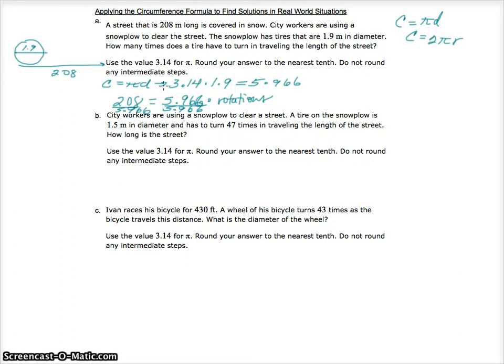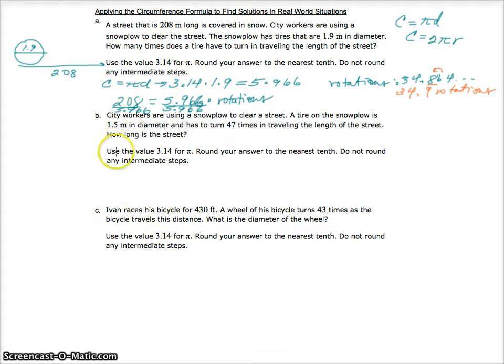So 208 divided by 5.966, the number of rotations is going to be 34.864, and a bunch of other decimals. It says round to the nearest tenth. My tenths place is right here, so I'm going to use the 6 to round to 8, so that gives me 34.9 rotations. Okay, rotations is how many times it's going to spin.